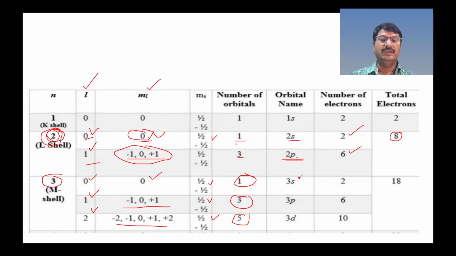And this orbital is called 3s. The principal quantum number is 3, so it is an s orbital. That's why it is called 3s. And the p orbital is called 3p. The d orbital is called 3d. The 3s orbital accommodates 2 electrons, the 3p orbital accommodates 6 electrons, the 3d orbital accommodates 10 electrons. That's why a total of 18 electrons are present in the M shell.